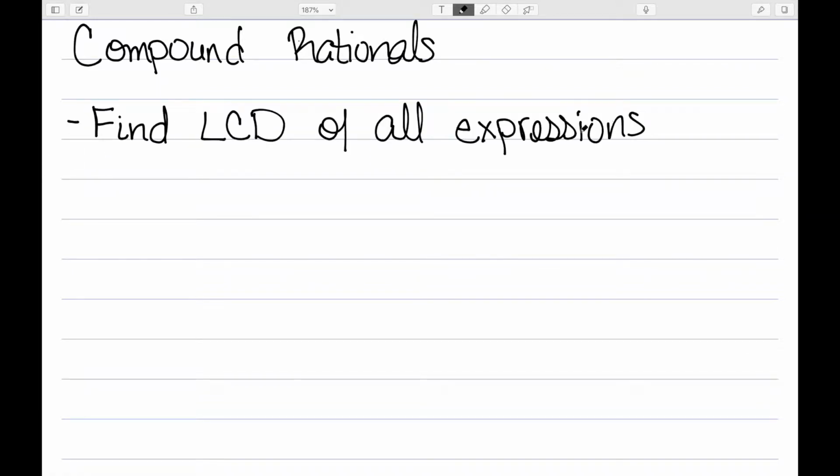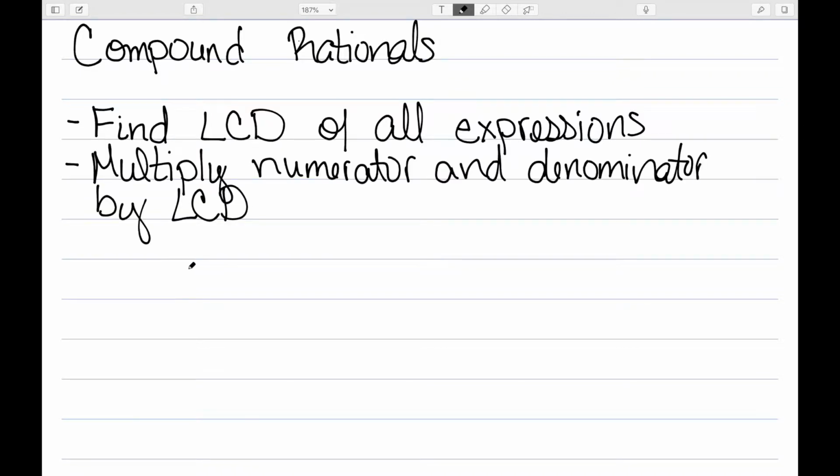The first step, I'm going to find the least common denominator of all of the expressions, both in the numerator and the denominator. What is the LCD? We're then going to multiply both the numerator and the denominator by this least common denominator. And then finally, we can simplify. So let's look at some examples of this.